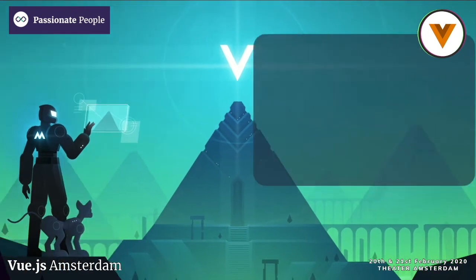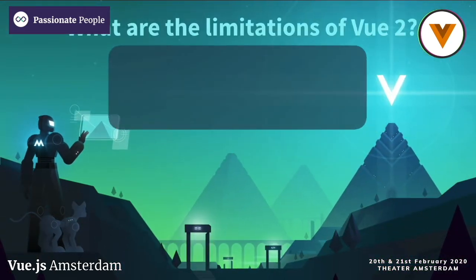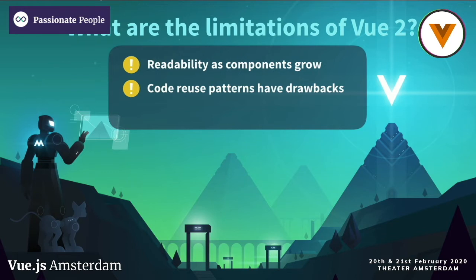So first of all, why do we need a composition API? What are the limitations of Vue 2? Well, really it has to do with readability as components grow and get bigger. Code reuse patterns have drawbacks. I'll be going into that and how the composition API gives us a better solution. And then limited TypeScript support, all of which have been touched upon this morning at some point.